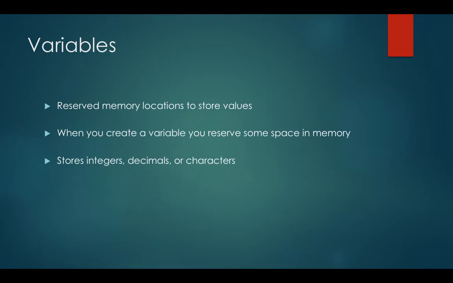So let's talk about some variables. Variables are reserved memory locations to store values. So when you create a variable, you're going to reserve some space in memory that's going to store, let's say, integers or doubles that are decimals or characters or some type of value. So they are really important. That's where you're going to store everything that you're going to use in your program.